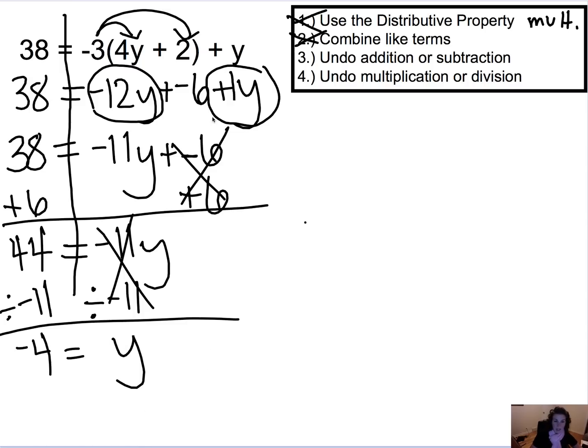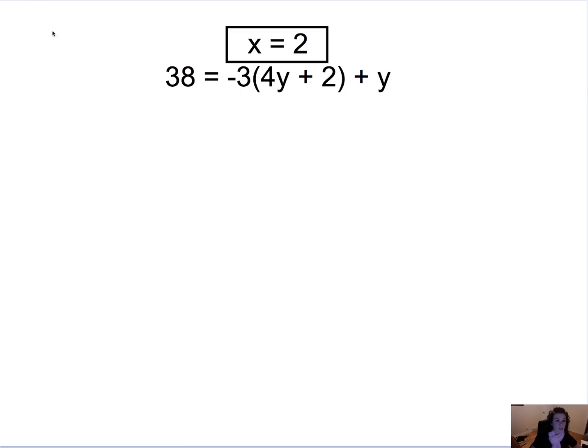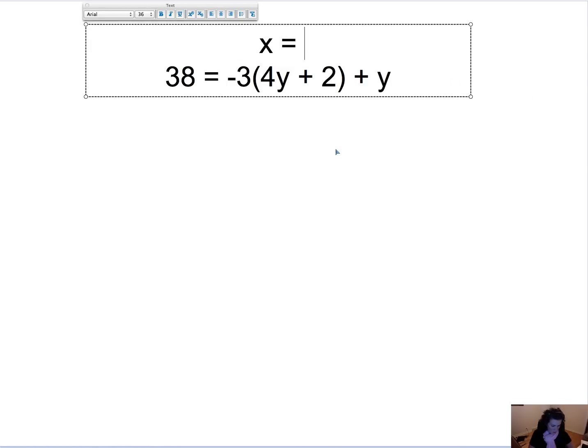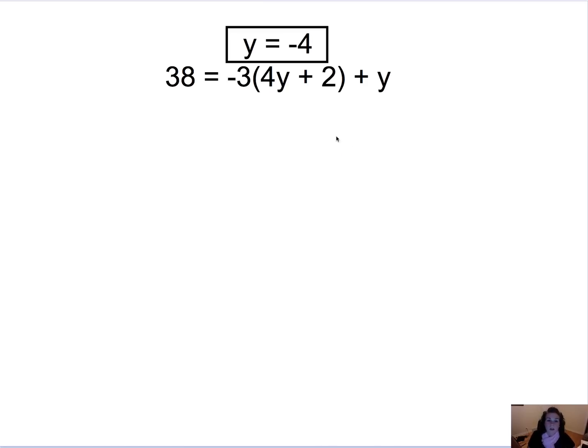So now I'm taking -4 and I'm plugging it in to check our work. I'm sorry. Did I write the wrong answer here? Yes, this should be -4, not 2. So let me change that. y was -4. So we have y equals -4, and we're plugging it into our equation here to see if it's correct.